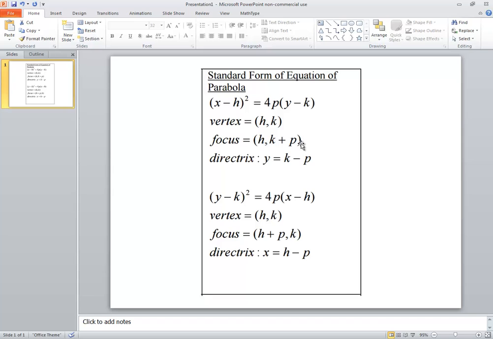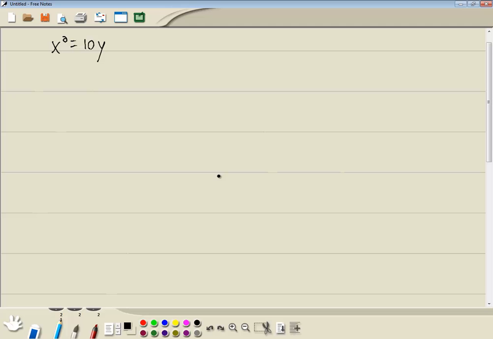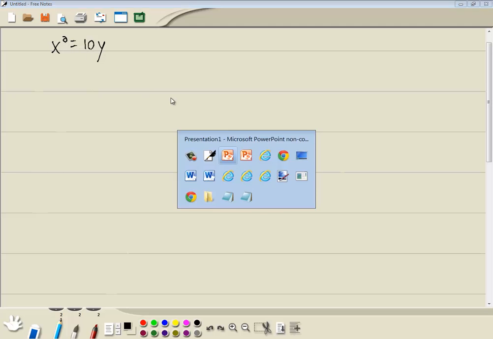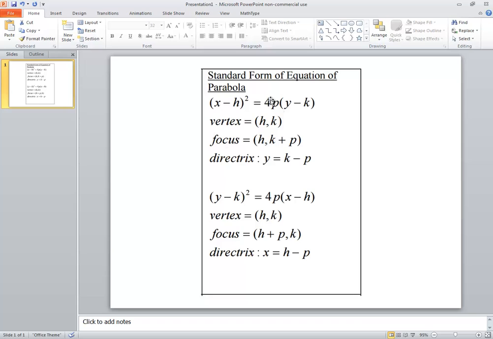Remember, we have two formulas. Top one is where the square is on the x. The bottom one is where the square is on the y. In this problem, the square is on the x. So we're going to use the top formulas.